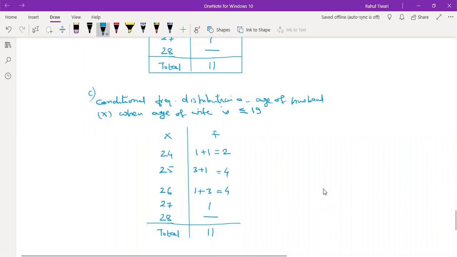So we require here age of wife, greater than or equal to 27.